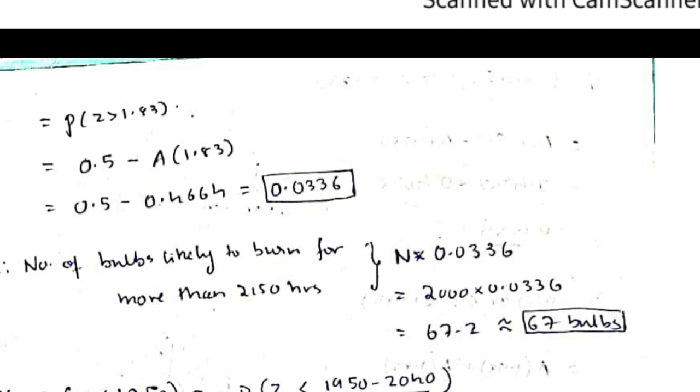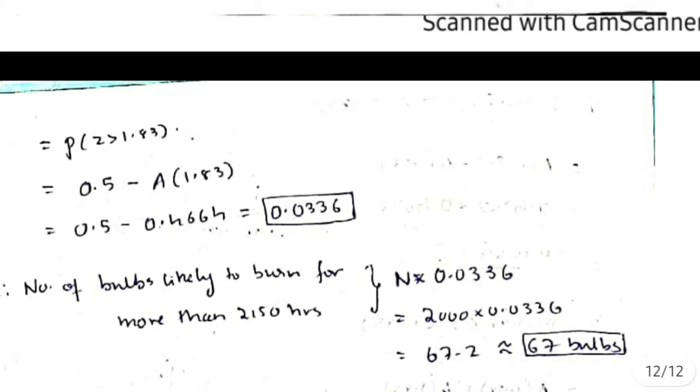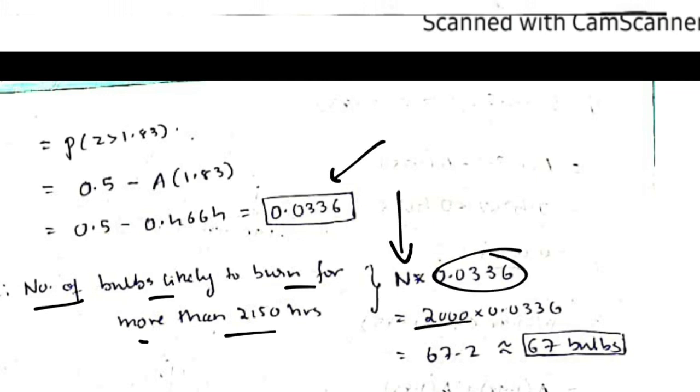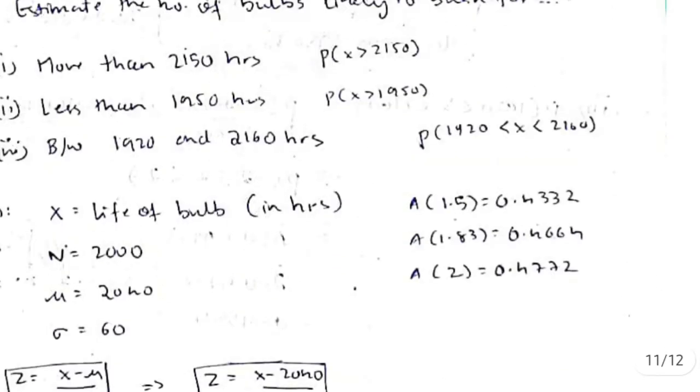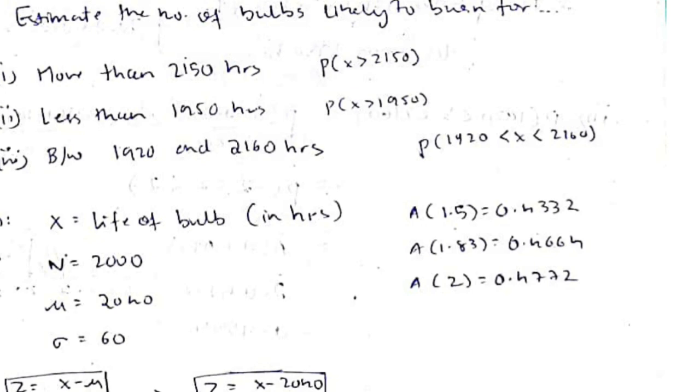Okay, then the next question. Before that, they have asked for the number of bulbs likely to burn for more than 2150 hours. The total number of bulbs is 2000, so multiplied by the probability which you got here, that will give us approximately 67 bulbs.